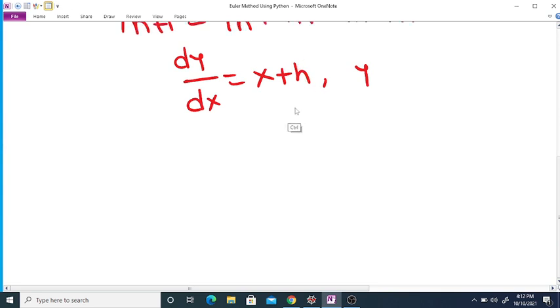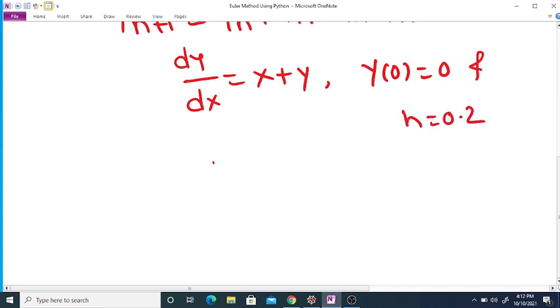dy by dx is equal to x plus y with initial condition y0 is equal to 0 and h is equal to say 0.2. Find the value of y of 0.4 here.